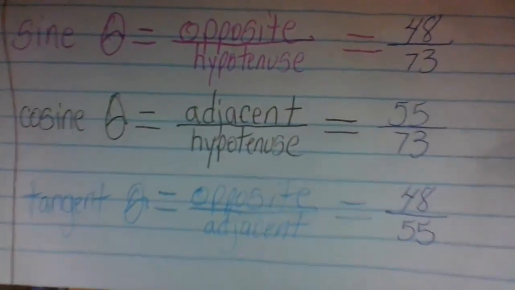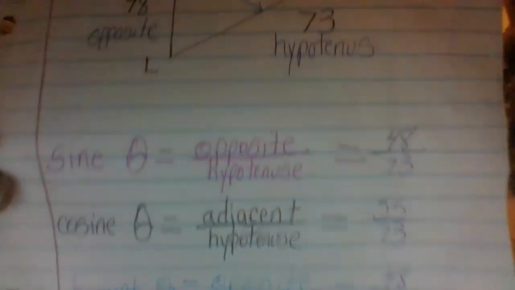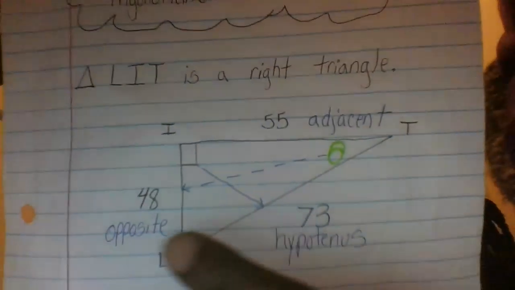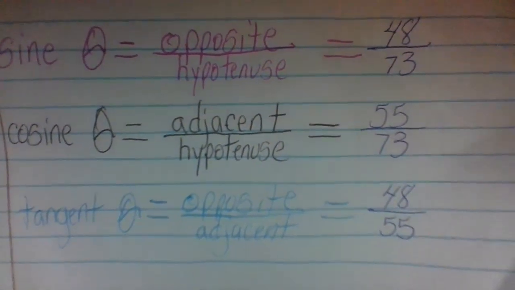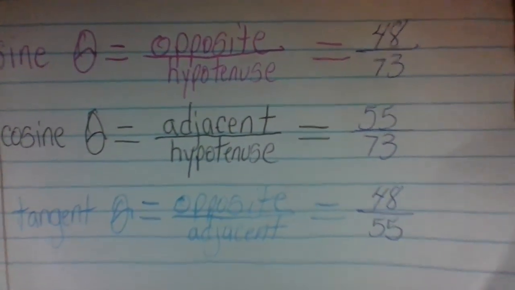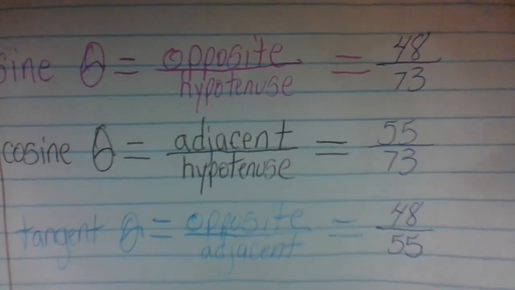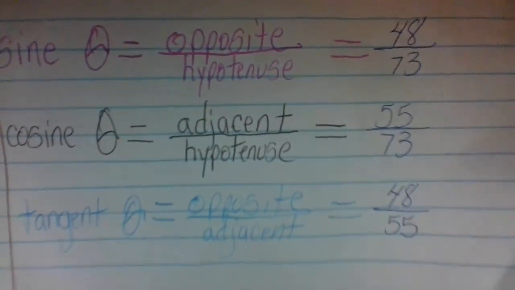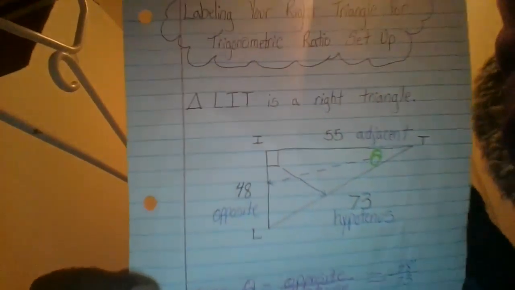And for tangent theta, we need to look at the opposite and the adjacent. We have the opposite here, which is 48, and the adjacent. Just place that right on there in fraction or ratio form. The trig ratio for tangent theta would be 48 over 55. You see how identifying those different parts really helps.